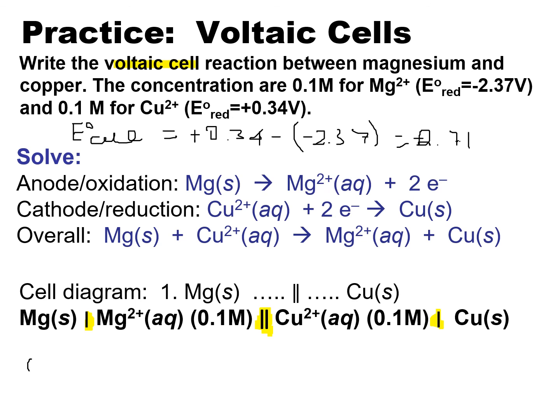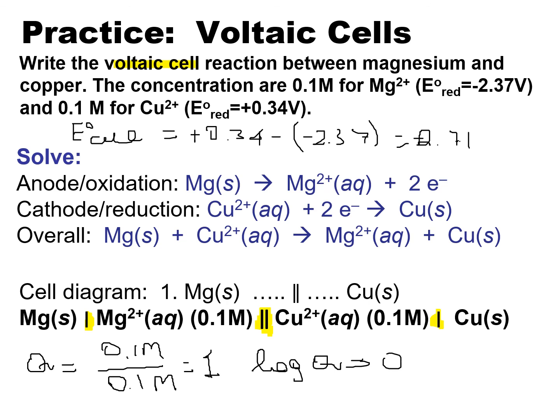Now, if you're going to calculate Q, so this is a non-standard condition. There is no mention of the temperature. Let's say the temperature is 25 degrees, so that's not the issue. But the concentrations are not 1 molar, so we are not in standard condition. So what is Q? Q is going to be the concentration of the magnesium, that's going to be 0.1 molar because magnesium is the product, divided by the concentration of the copper, that's also 0.1 molar. So Q is going to be equal to 1. The logarithm of Q is going to be 0. So even if the concentrations are not standard, and we were supposed to use the Nernst equation, because the logarithm of Q is 0, we are going to end up having the potential of the cell identical to the standard potential.